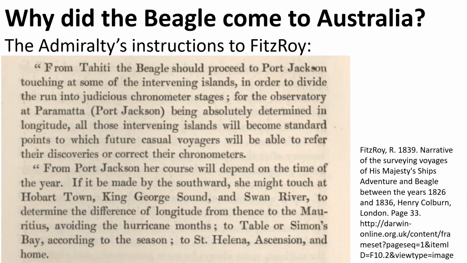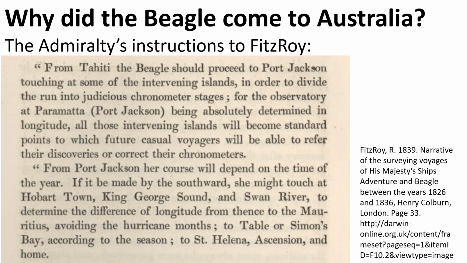Why did the Beagle come to Australia? Well, the answer is here in the Admiralty's instructions to Fitzroy. From Tahiti, the Beagle should proceed to Port Jackson, touching at some of the intervening islands in order to divide the run into judicious chronometer stages. For the observatory at Parramatta, being absolutely determined in longitude, all those intervening islands will become standard points to which future casual voyagers will be able to refer their discoveries or correct their chronometers.